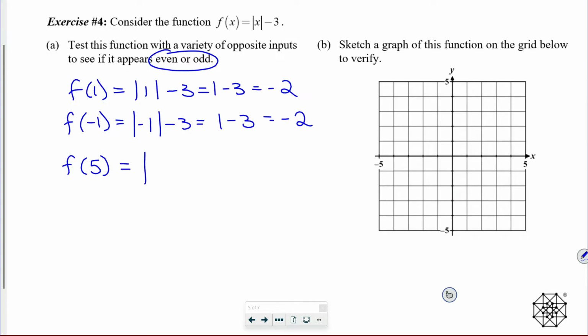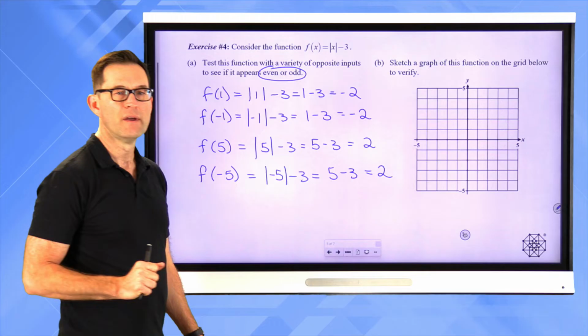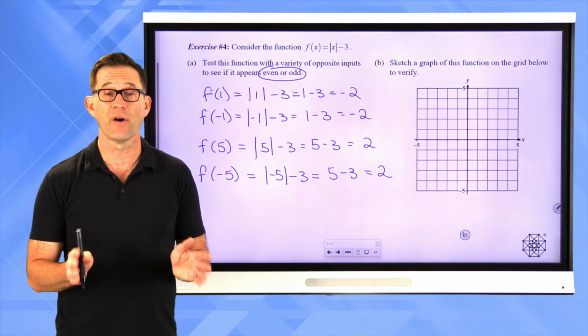F of 5, absolute value of 5, minus 3, which is 5 minus 3, and that's 2. Of course, I had to pick one that almost looked the same. And then f of negative 5, absolute value of negative 5, minus 3, 5 minus 3, and that's also 2. And that's starting to build up some really good evidence that this is an even function.